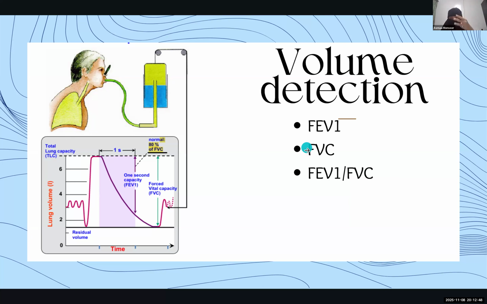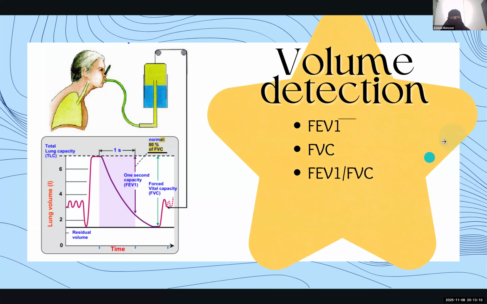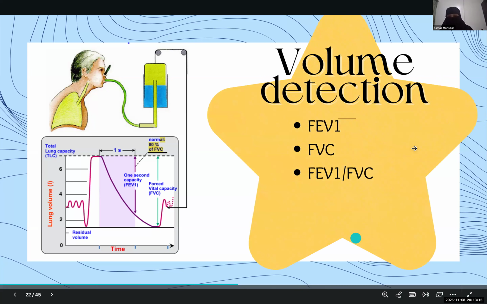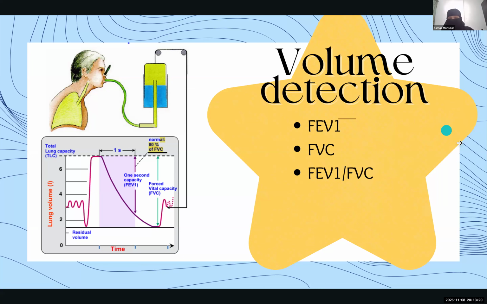So to sum up, three parameters you need to know for volume detection. FEV1, which is the forced expiratory volume of air in the first second during exhalation. Then you have the forced vital capacity, which is the total amount of air that you can get out of your lungs in the entire exhalation process. And then you have the ratio, all right? This, guys, is super important. There's a gigantic star over here because there will be questions on this in the exam. It's super important, so please pay attention. If you have any questions, do ask, okay?